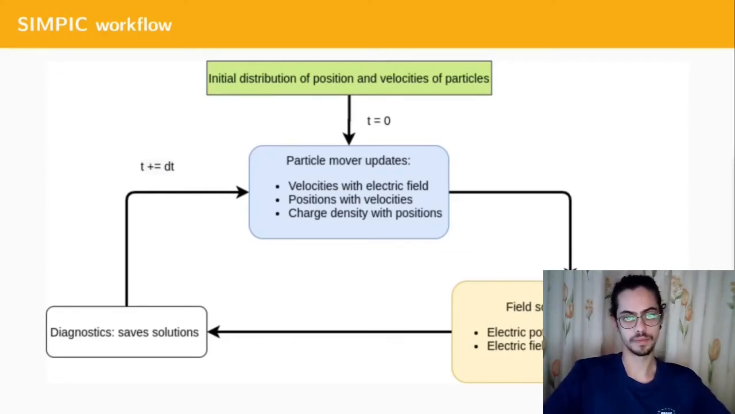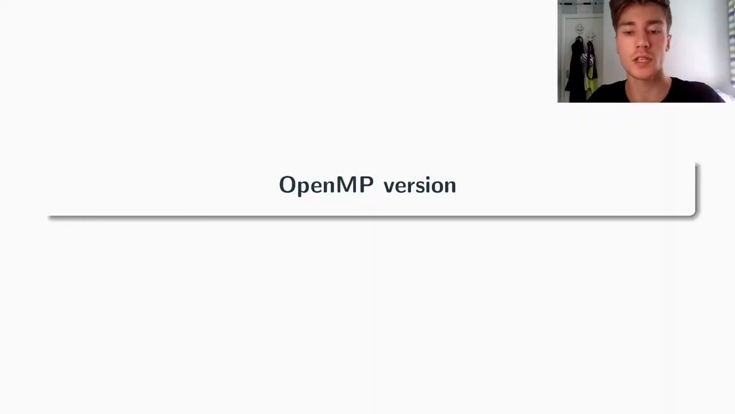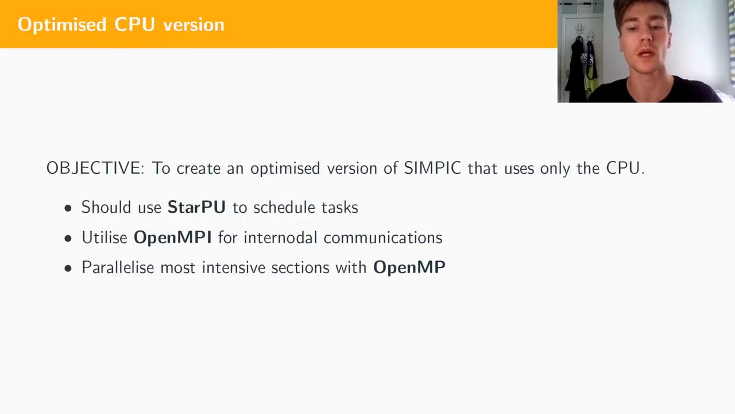This first version of SymPic that we've developed primarily utilizes OpenMP to increase performance. It was created to run entirely on CPUs to compare to other later versions which use heterogeneous GPU and CPU architectures. StarPU is used as a task scheduler even on this homogeneous system. Both OpenMPI and OpenMP were used to increase parallelization.